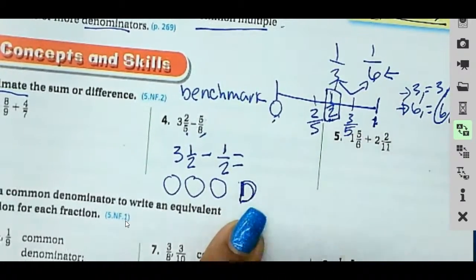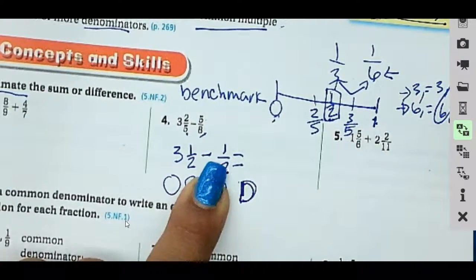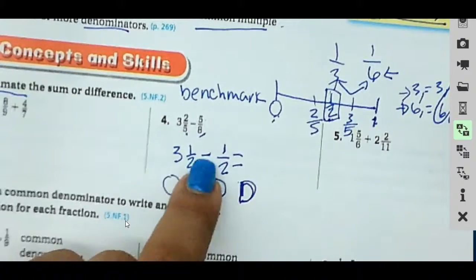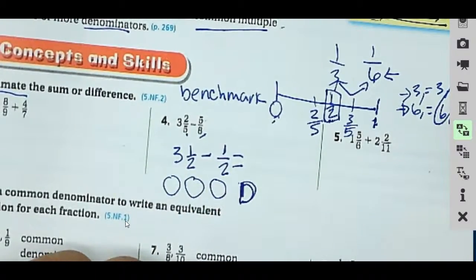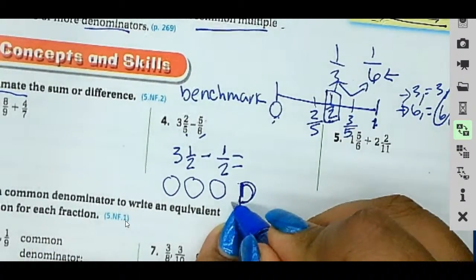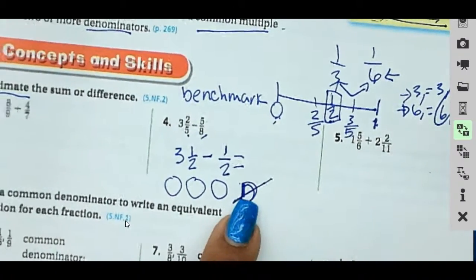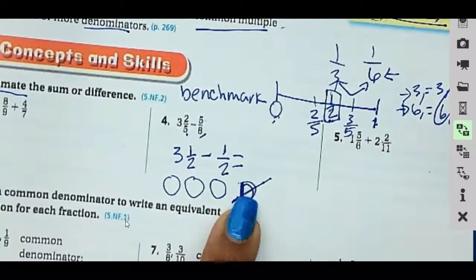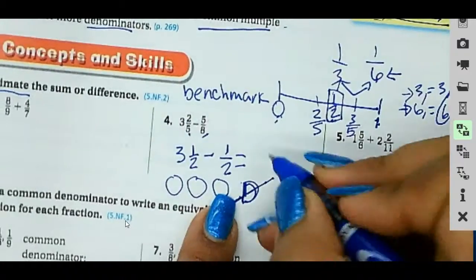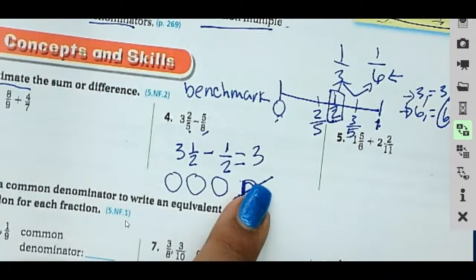Okay, this is half of a pizza. And then you're saying, okay, I have 3.5 pizzas, and then we have a subtraction sign. Subtraction means we're taking it away. We're taking away half. So just pretend that you're being nice to your friend and you say, hello friend, I'm going to give you half of my pizza. So you take away half. If I take away half of a pizza, how many pizzas do I have left? Well, I have 1, 2, 3. 3 pizzas left. So 3.5 minus a half equals 3.